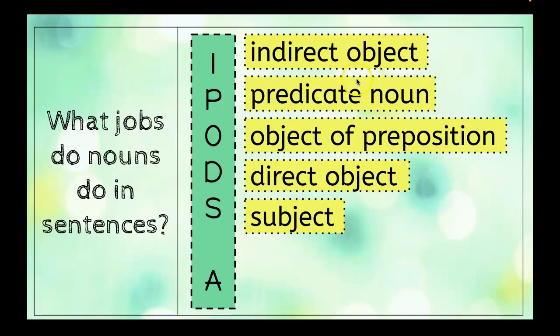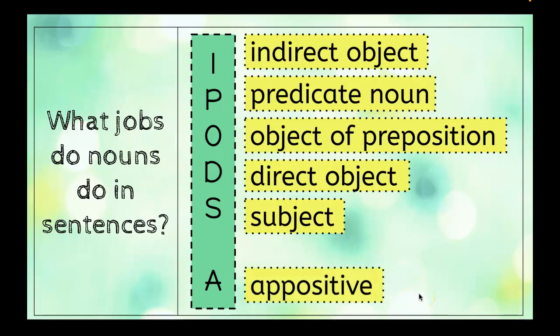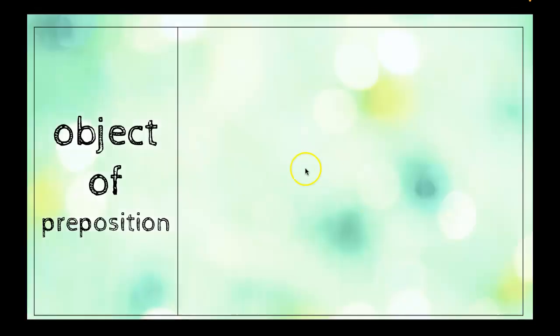So any noun could do any of these jobs in a sentence. And then the A stands for appositive, and we've already talked about appositives. They follow another noun, and they're inside of commas to kind of set them off. So these are the jobs that a noun can do in a sentence. So we're going to talk a little bit more specifically about them. And I've introduced them in the order that I think it's easiest to look for them.